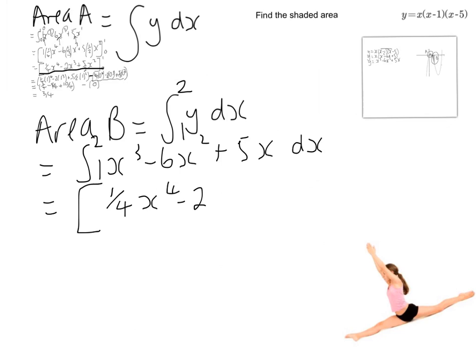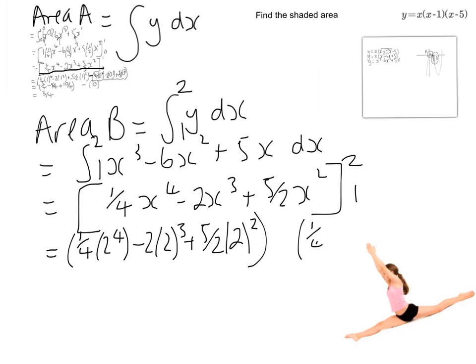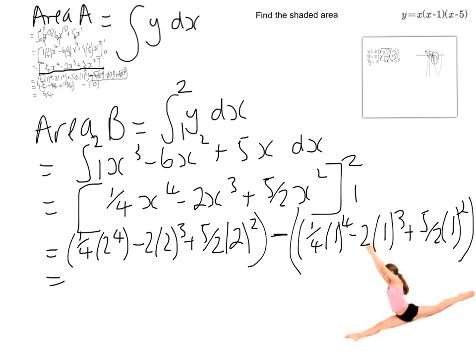1/4 x to the 4 minus 2x cubed plus 5 over 2x squared, but this time I'm doing it between 2 and 1. Right, let's drop the 2's in. 1/4 2 to the 4 minus 2 lots of 2 cubed plus 5 over 2, 2 squared, big bracket. Let's drop the 1's in. 1/4 1 to the 4 minus 2 lots of 1 cubed plus 5 over 2, 1 squared. And a big minus in the middle. Okay, so let's neaten all this up. Okay, 2 to the power of 4 divided by 4 is 4. 2 cubed times 2 is 16, and 2 squared is 4 times that gives you 10. All right, that's the first bracket.